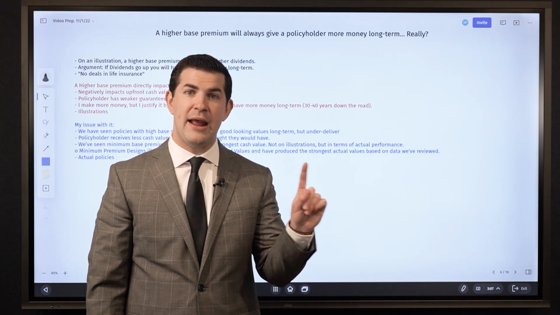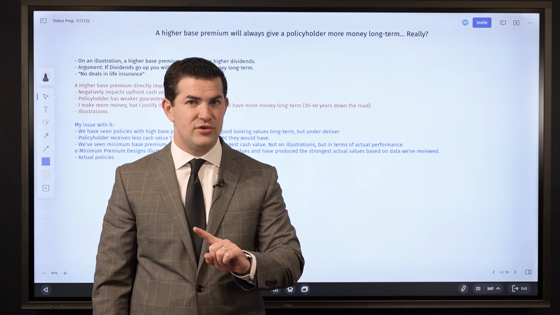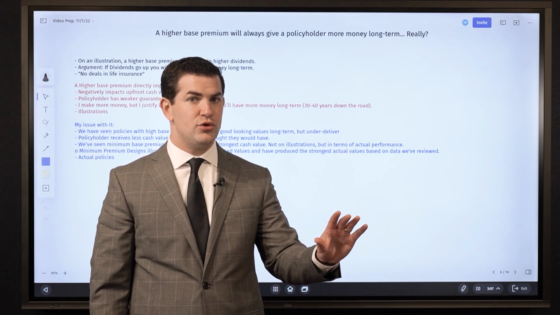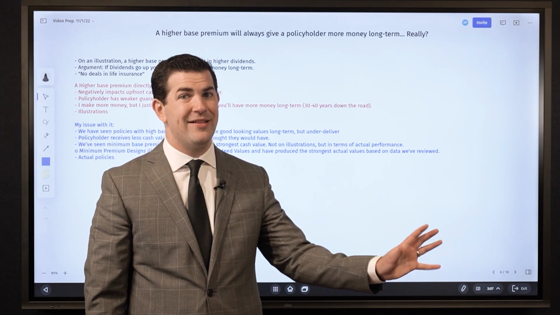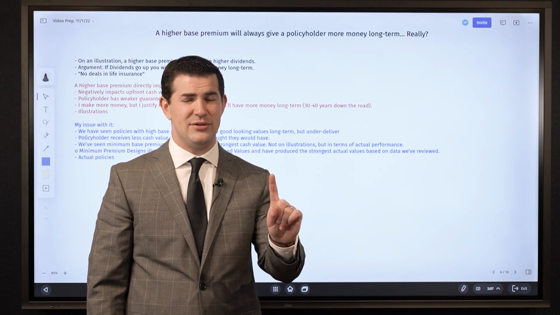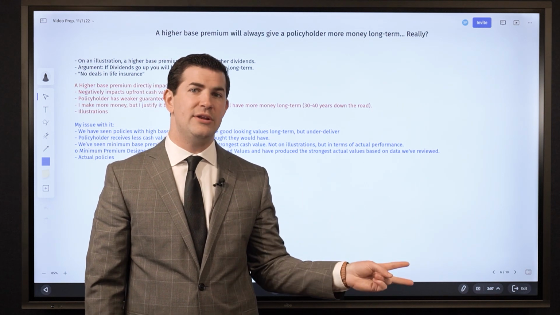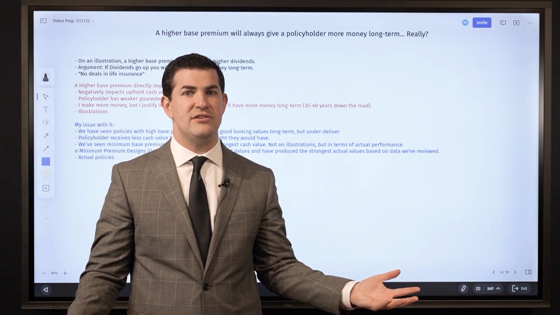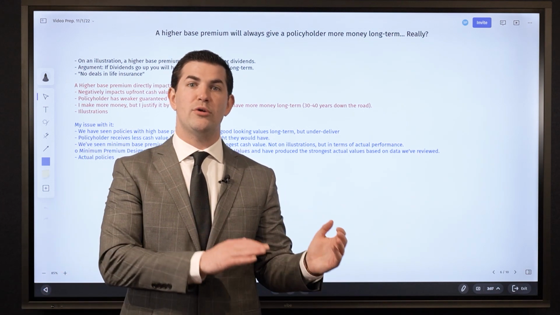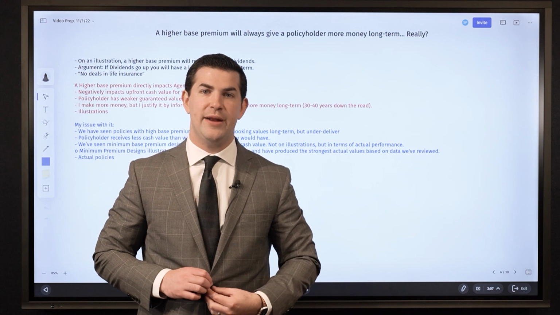But one, you can ask for actual proof of performance, meaning a policy that has lived the test of time, and we've seen it produce strong cash value based on reality, not just illustrations. And if that's difficult to get, number two, I would look at the guarantees. Because what we've seen to be consistent is that the stronger the guaranteed values are, the stronger the actual values have been over time.